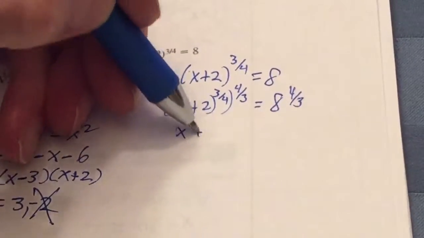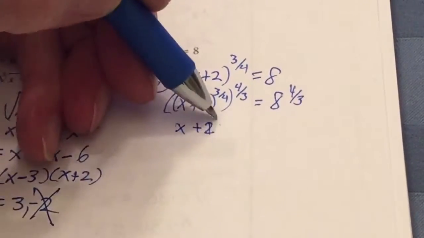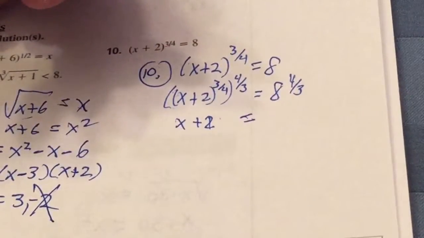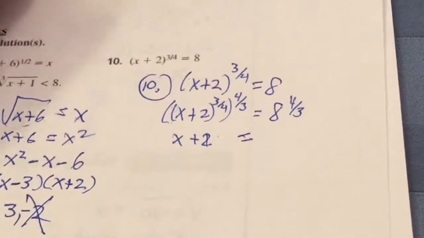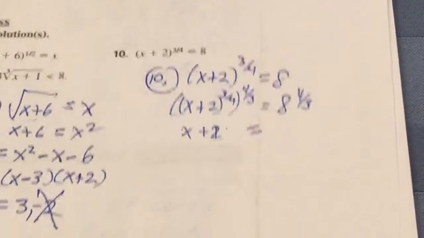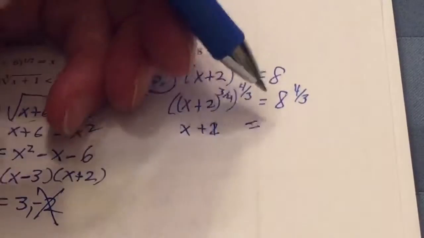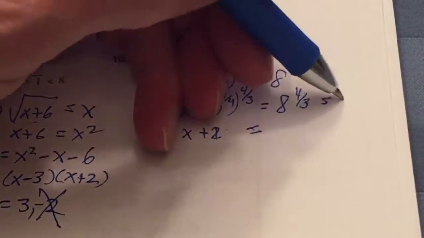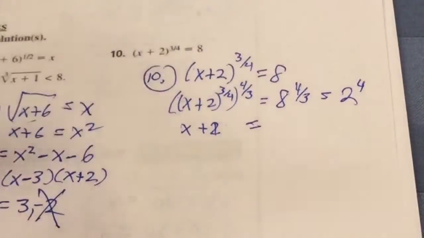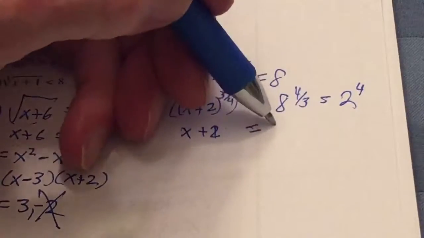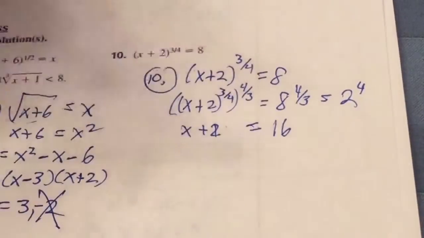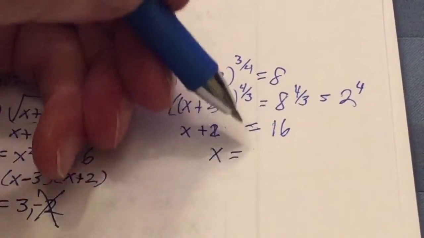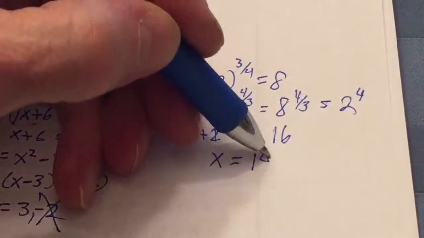So now we have x plus 2 to the 1st power. And it doesn't need parentheses if it's just to the 1st power. 8 to the 4/3 power, that's the cube root of 8, which is 2, so it's 2 to the 4th. So 2 to the 4th is 16, and it looks like all we have to do is subtract 2, and that is 14.